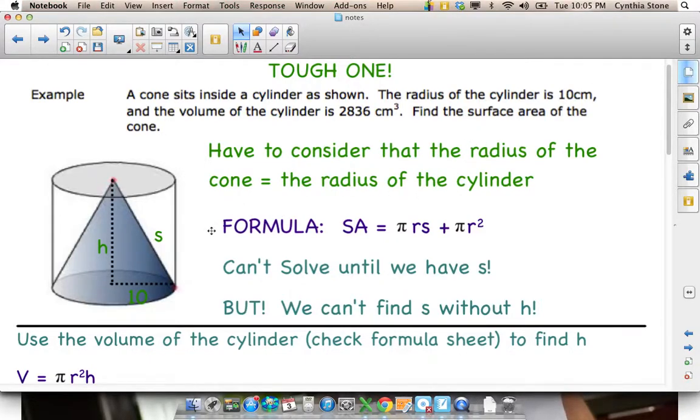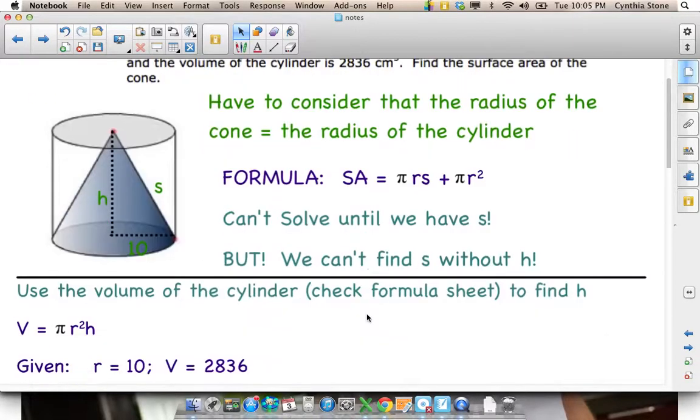But here's the formula. Let's start with this, this is what we want. To get our answer, we're going to have to take this formula and plug in numbers. Well, we've got r, that's great, because the radius of the cone is the same as that of the cylinder because it just fits. We don't know s. So what steps are we going to do to get s? Really, the only way we can do that is by knowing the height, by using the Pythagorean theorem, like we did in the last problem. So how do we find the height?